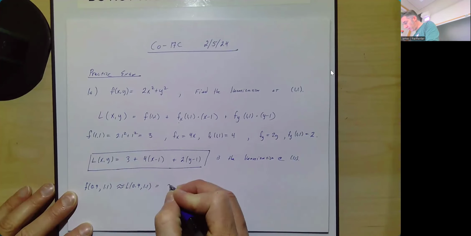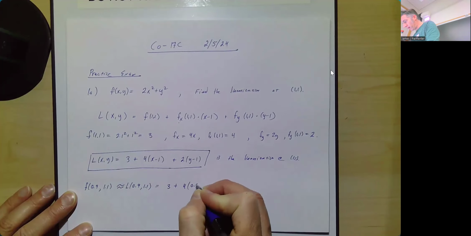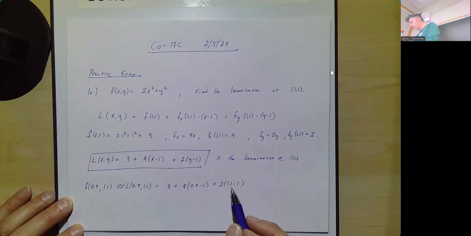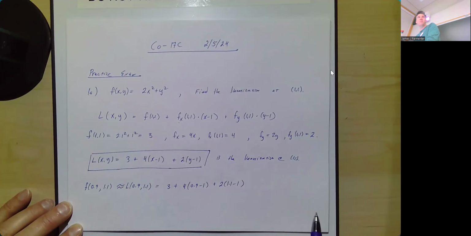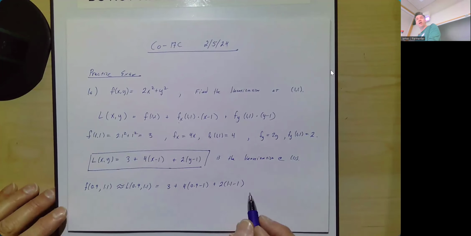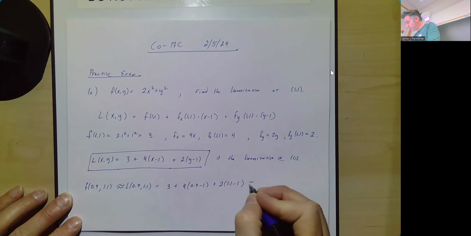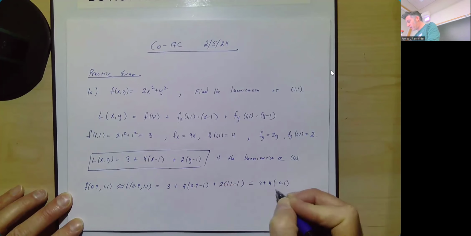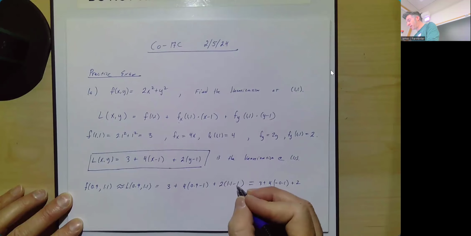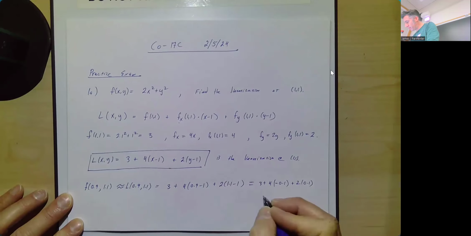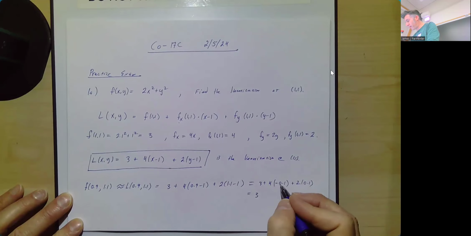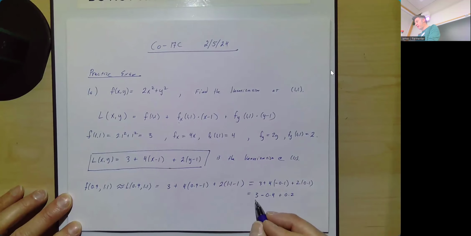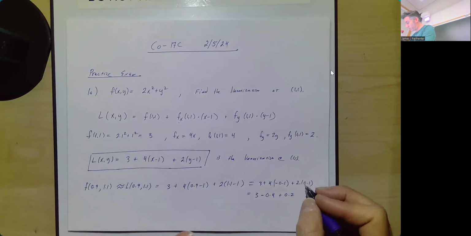So here we're going to get 3 plus 4 times 0.9 minus 1 plus 2 times 1.1 minus 1. I saw someone on Discord doing this and distributing the 2 here. That's fine, but the easier thing to do here is the subtraction first. So we're going to get 3 plus 4 times 0.9 minus 1 is negative 0.1. And 2 times 1.1 minus 1 is positive 0.1. And then we get 3 plus 4 times negative 0.1 is minus 0.4. 2 times 0.1 is plus 0.2. So 3 minus 0.4 is 2.6, and 2.6 plus 0.2 is 2.8.